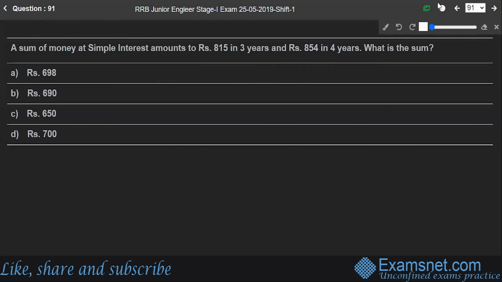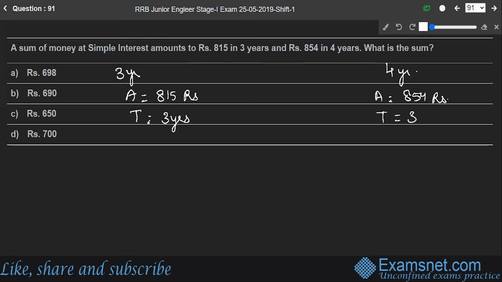Question number 91. A sum of money at simple interest amounts to 815 rupees in 3 years and 854 rupees in 4 years. You have to find out the sum. So you're given two cases over here. This is the 3-year case and this is the 4-year case. Here the amount is 815 rupees and the time is 3 years. And in this case, the amount is 854 rupees and the time is 4 years.